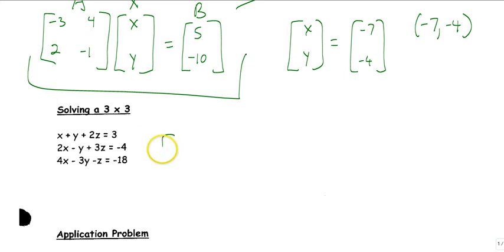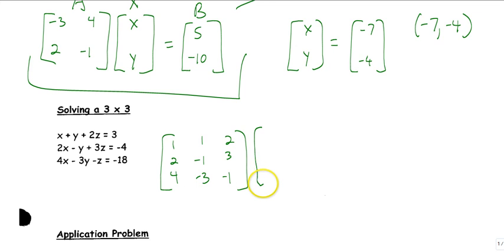Alright, so my A matrix for this one, if everything's in the correct order, double check that. 1, 2, 4, 1, -1, -3. And this is a great way to check any of the problems that you might have to do by hand. My variables here are x, y, and z.